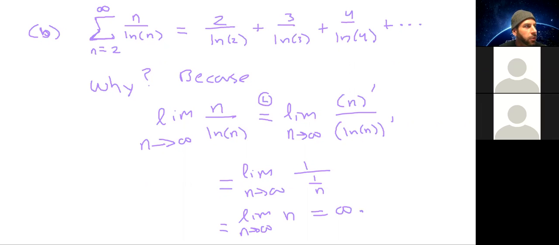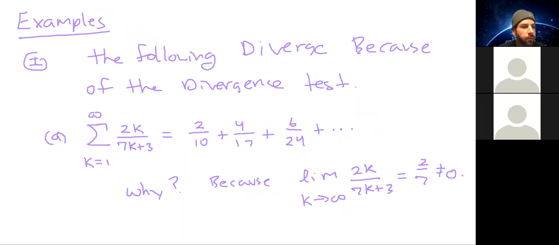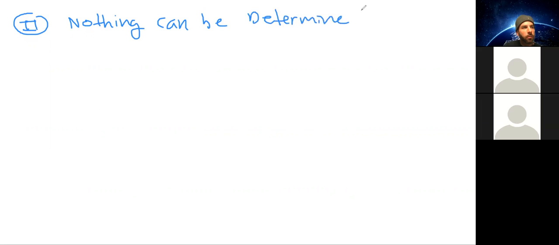So again, these were two examples that diverge because of the divergence test. Now let's look at the next type of example. I'm going to switch this. So this is example 2. These guys, nothing can be determined by the divergence test. So let's look at an example of that.